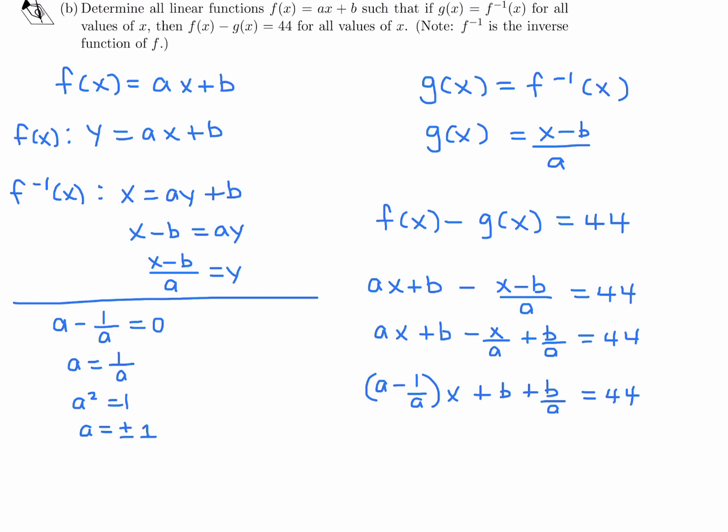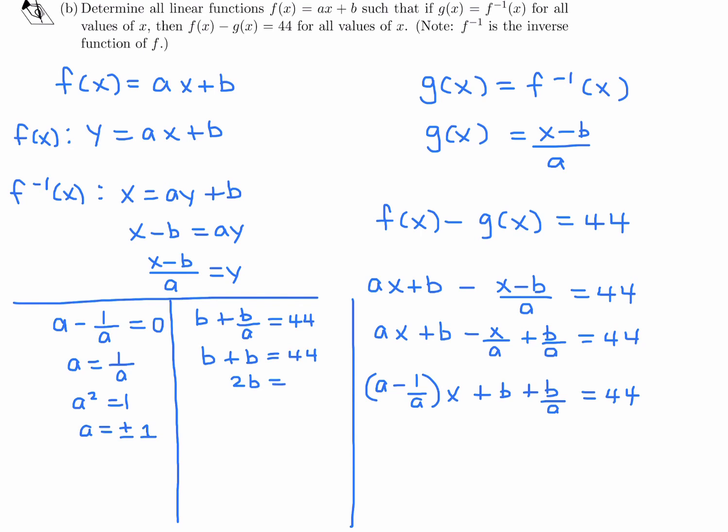Okay, so let's figure that out. First, let's do it for a equals 1. Now I have to solve this part of the equation. Okay, so b plus b over a is 44. If a equals 1, then I've got b plus b is 44. So 2b is 44. That means b is 22. Okay, that's my first finding.